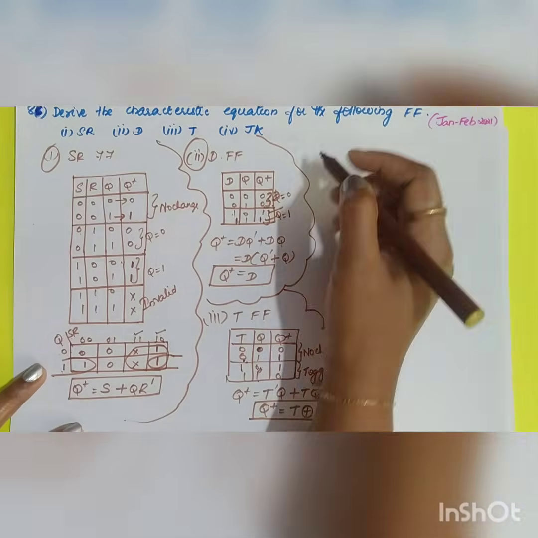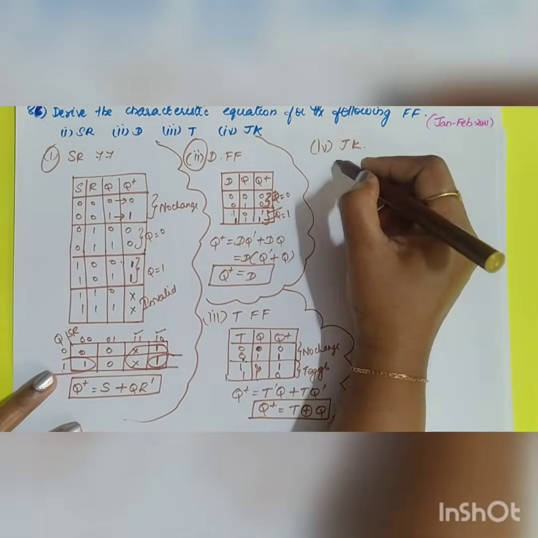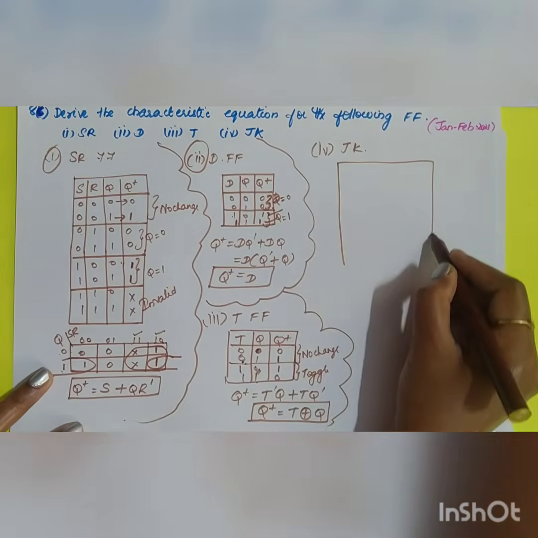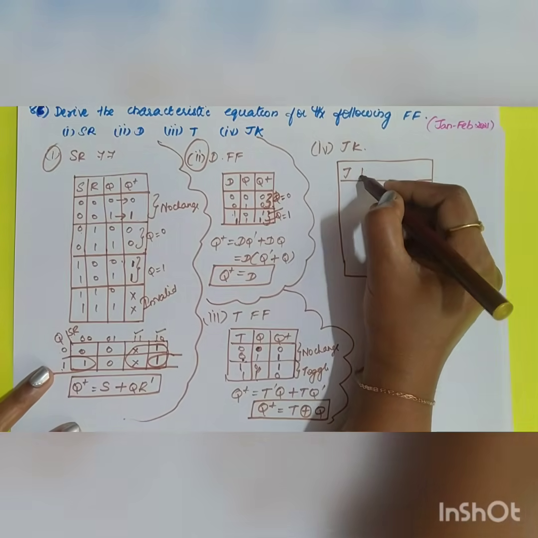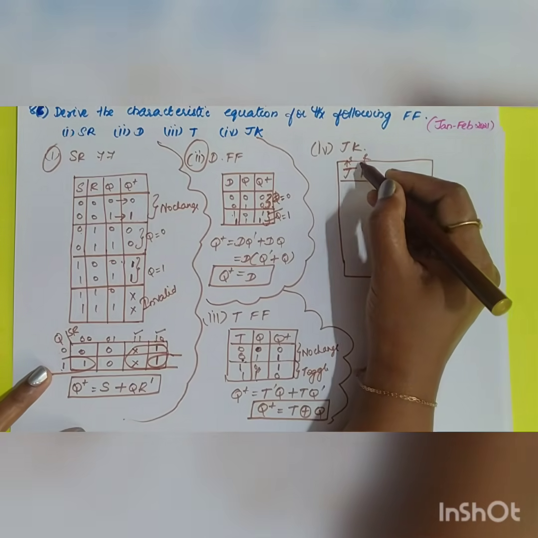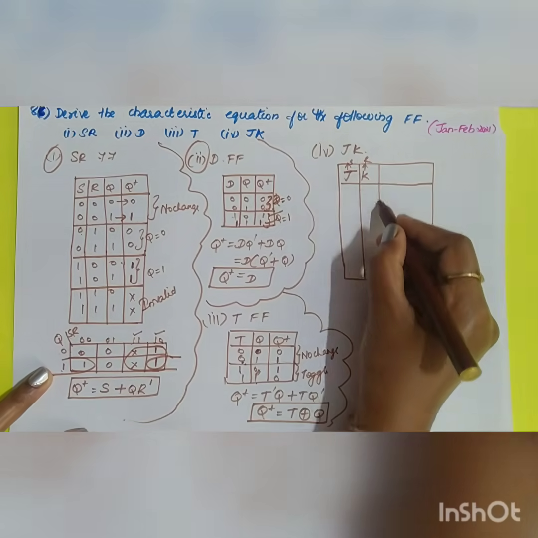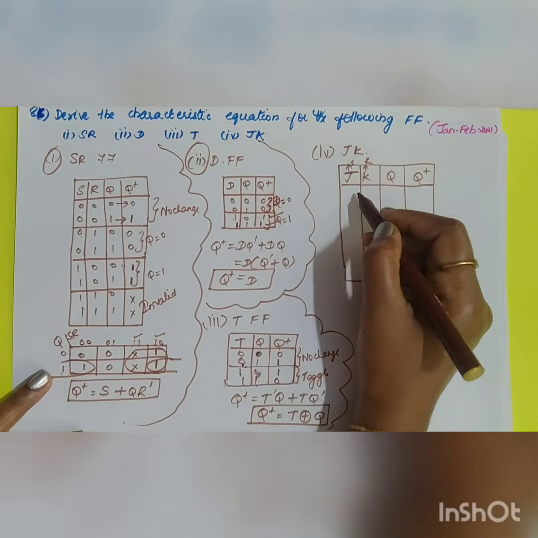Okay, third. Now the fourth one, the last one, is called your JK flip-flop. So you know that JK flip-flop is nothing but a modification of your SR flip-flop. So how many conditions does it have? JK, J is similar to your S, K is similar to your R, right? Then you have your present state as Q and your next state as Q plus. So what are the conditions?